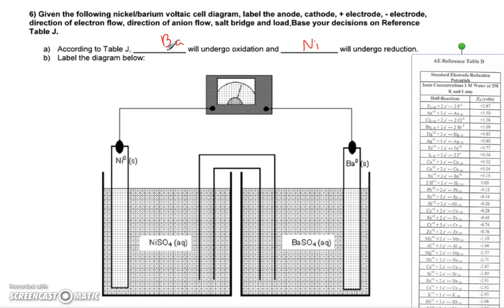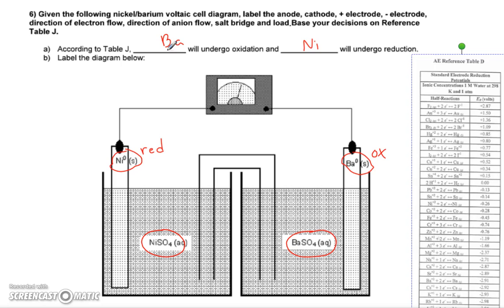First of all, taking a closer look, we have the barium electrode here in a solution of barium ions. We have the nickel electrode here in a solution of nickel ions. The sulfate is the spectator ion and will not do anything other than just live in the solution. Since we know the barium is going to be oxidized and the nickel is going to be reduced, right away we can decide which of these two electrodes is going to be the anode and which is going to be the cathode.